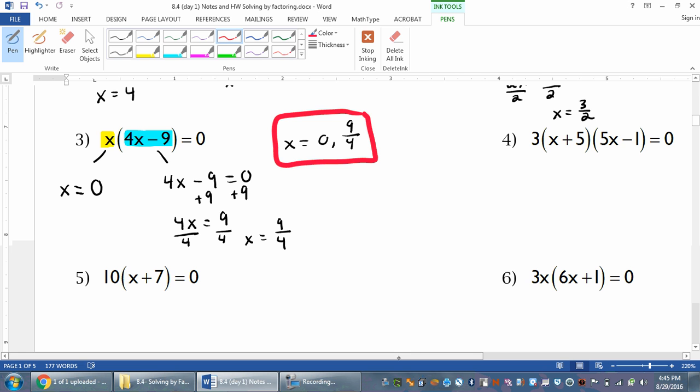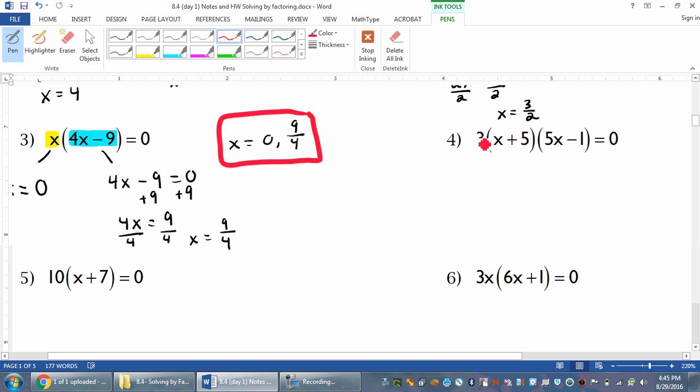All right, moving on to number 4. If you recognize, look, there is a number on the outside of the two parentheses. That means I was able to pull out a GCF and then factor my leftovers. Again, I have 3 times (x plus 5) times (5x minus 1) equals 0. Now, what if I said 3 equals 0, does that make any sense? Oh, because 3 does not equal 0. So when you just have a number out in front as a number GCF, you're just going to ignore it.